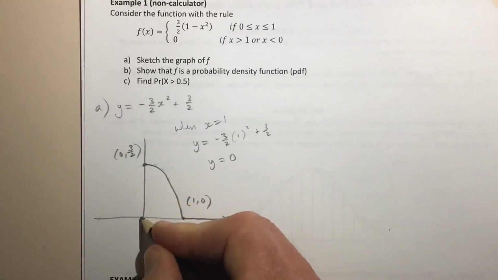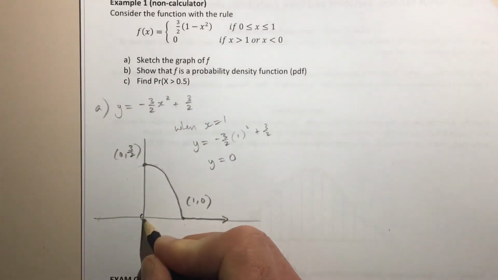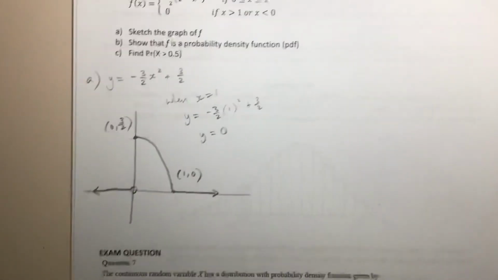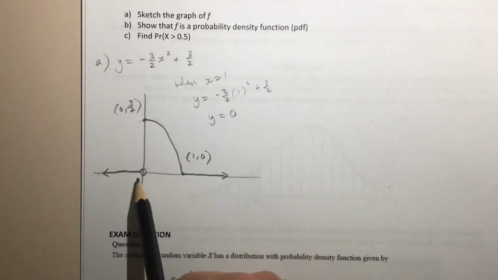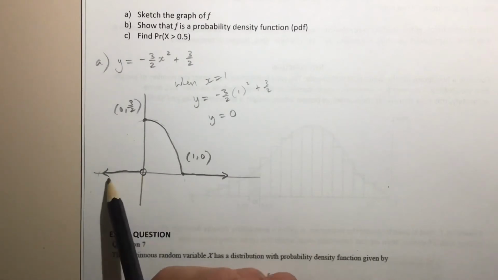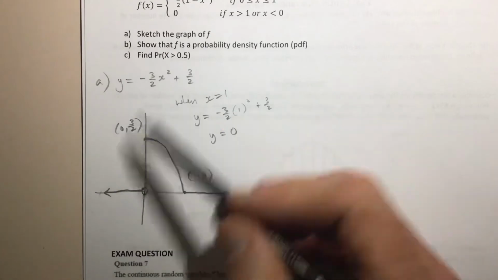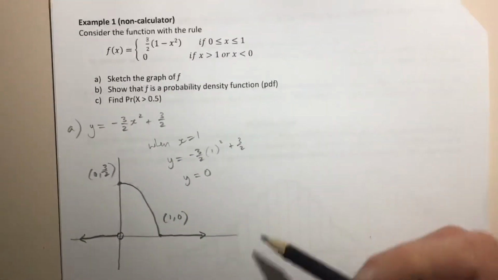And so from here, for x is less than 0, the graph of y equals 0 would just look like an open circle here, and then a line going across. So there's really 3 parts to the graph. Even though the parabola seems like the most important bit, we also have to include those y equals 0 parts on either side of the parabola that we've drawn. Okay, so that's the graph of our probability density function f of x.